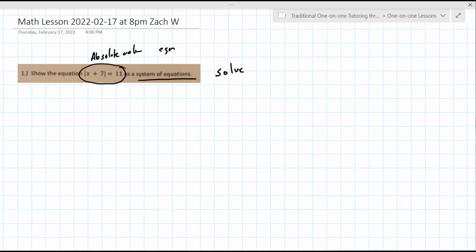Okay, and you do this with the following. You write what's inside the absolute value 2 times. To the right of the first equal sign, you put the number that's there. To the right of the second equal sign, you negate the number, and that's -11. Do we do that because of absolute value? Yes. Okay, so I guess that makes sense.